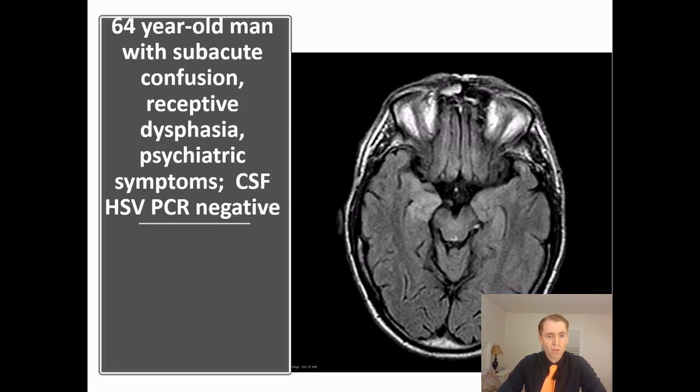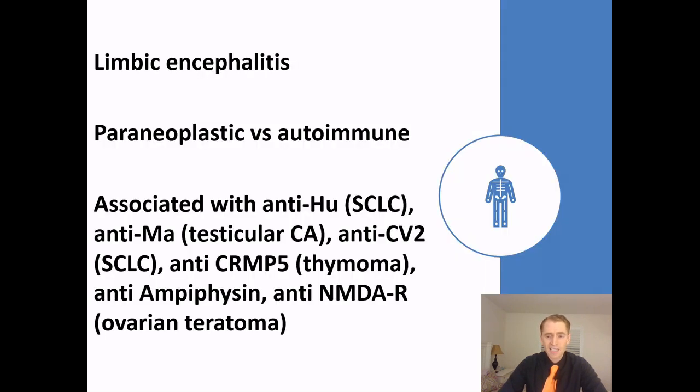This is a 64-year-old man with slow onset confusion, difficulty speaking, and psychiatric changes. The MRI scan shows subtle brightness in the temporal lobes. There was a consideration that this could be herpes encephalitis, but a spinal tap showed that he does not have herpes encephalitis. He in fact has autoimmune limbic encephalitis.